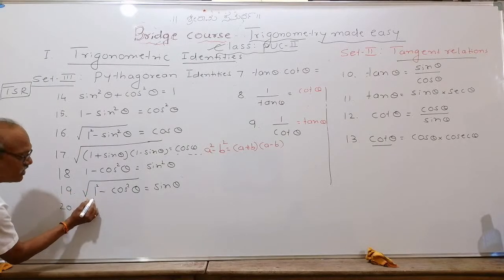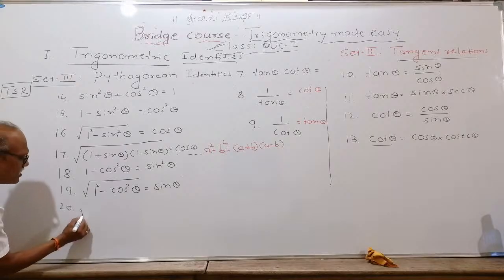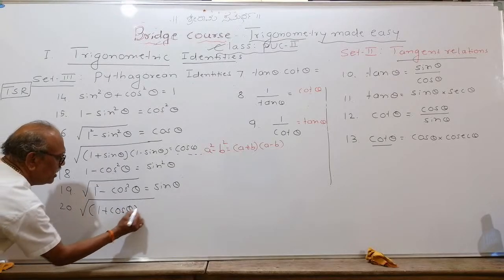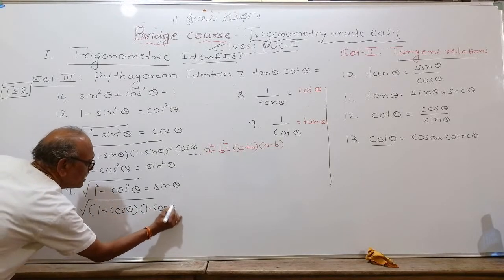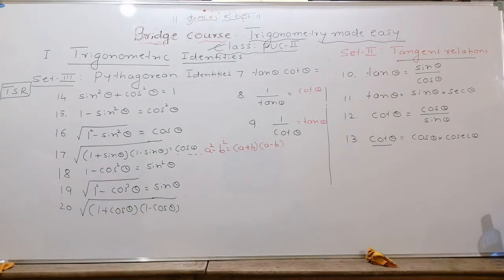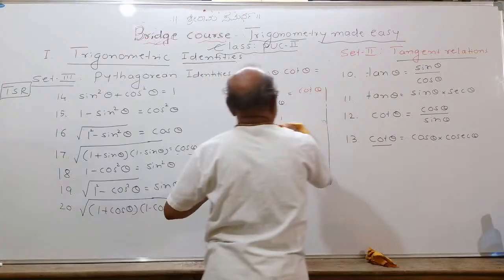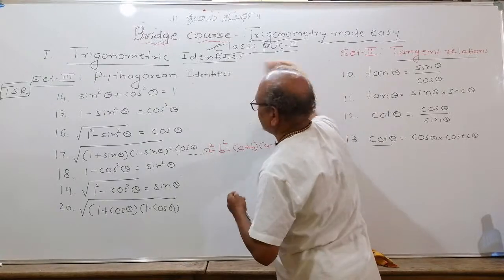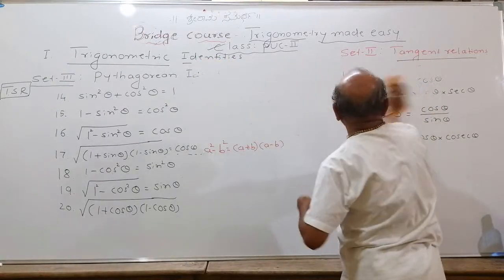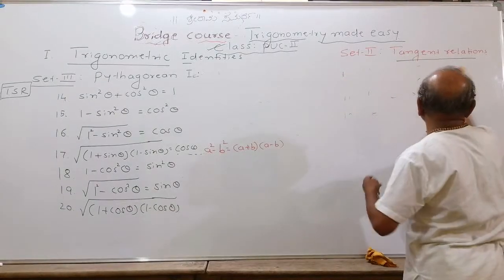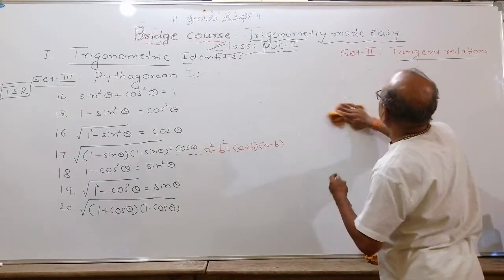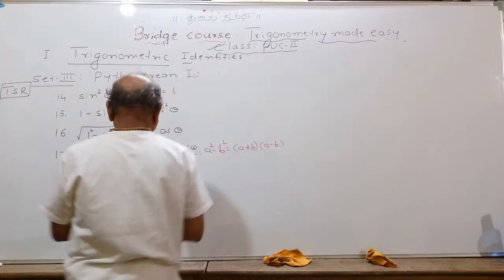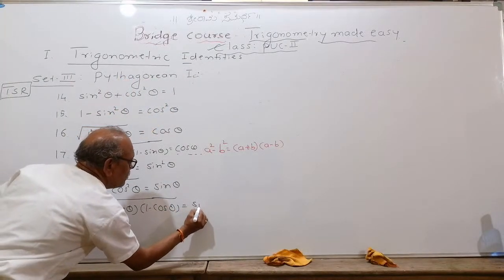Now again, is it not that 1 can be written as 1 square minus cos square theta? Apply a plus b into a minus b and we get root of 1 plus cos theta into 1 minus cos theta. We will go on giving numbers because if you list the numbers, they will help you. Randomly I will ask you which formula, and in the next class you try to answer orally. What will be the answer? That will be equal to sin theta only.